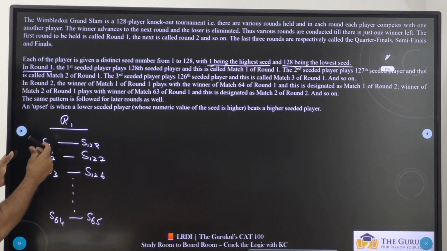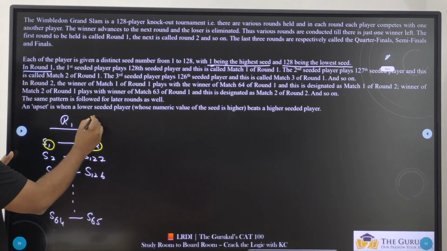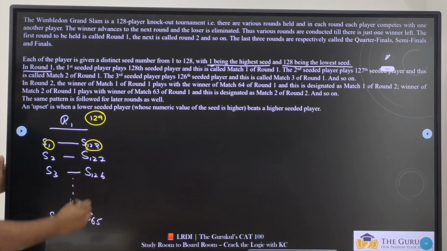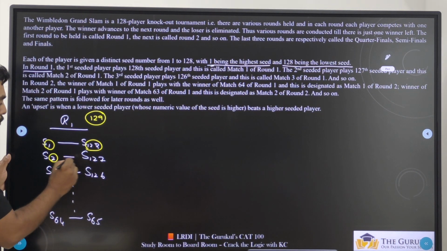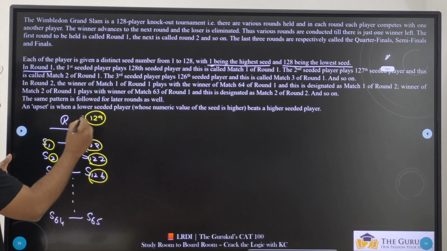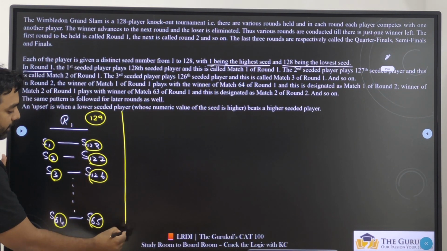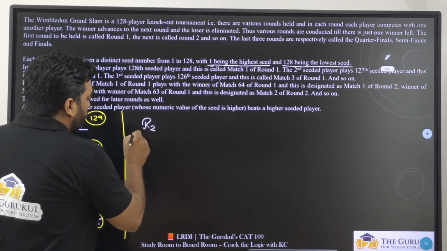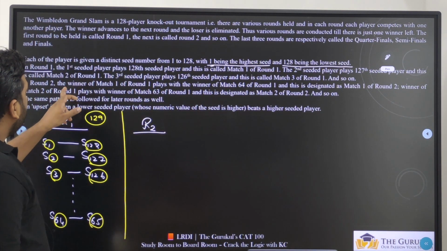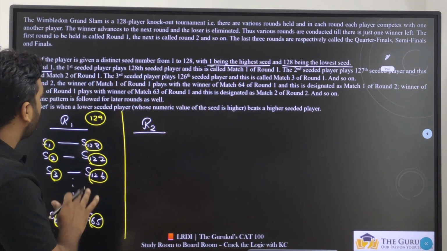How can I conclude that? Here, if you remember, we have 128. The sum of the 2 players who are playing against each other is 129. 2 and 127, 129. 3 and 126, 129. 64 and 65, 129. Perfect. Round 2, what will happen? The winner of match 1 of round 1 plays with the winner of match 64, and so on.